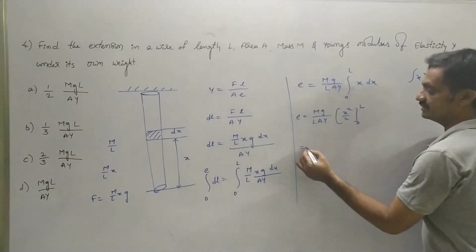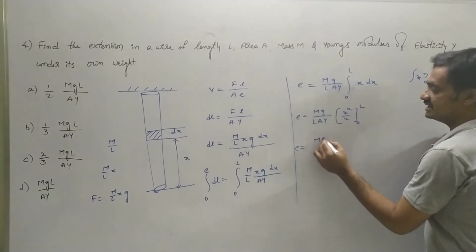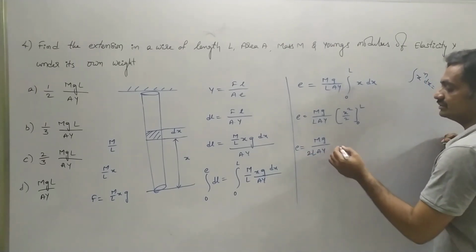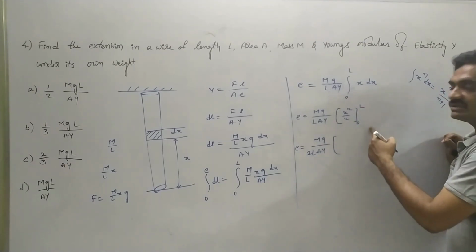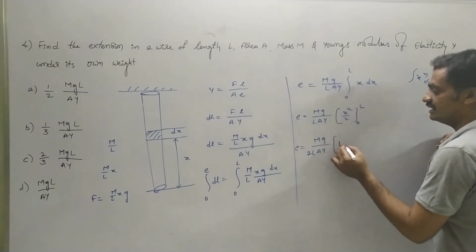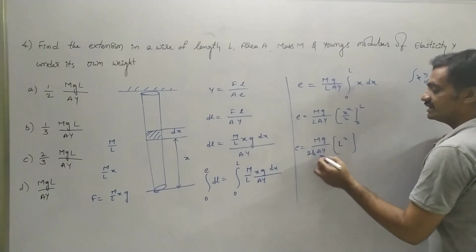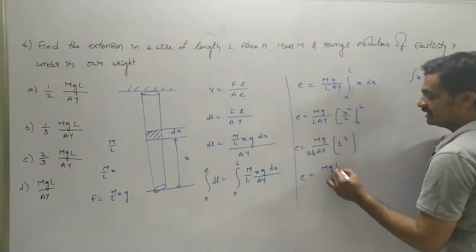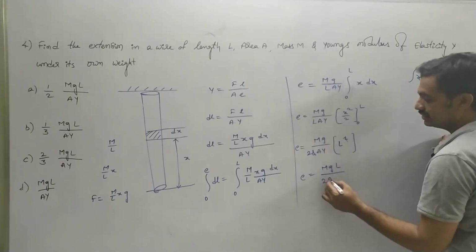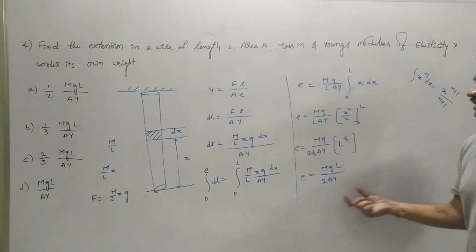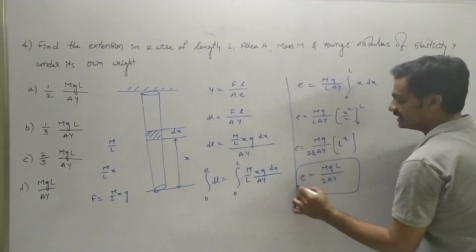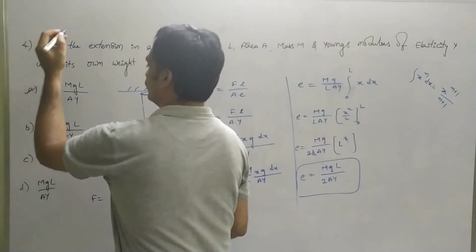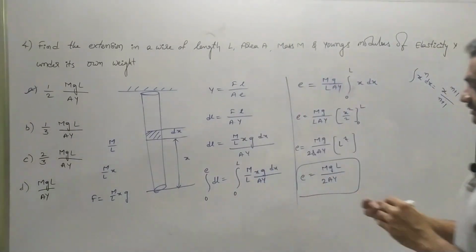We can take 2 as common. Then e is equal to mg by LAY into 2, upper limit minus lower limit in the place of x. So L square. After that, one L gets cancelled. Then extension e is given as mgL by 2AY. This represents the value for extension of a wire under its own weight. So option is 1. Take a screenshot. We will continue.